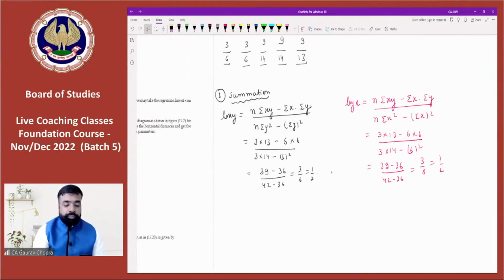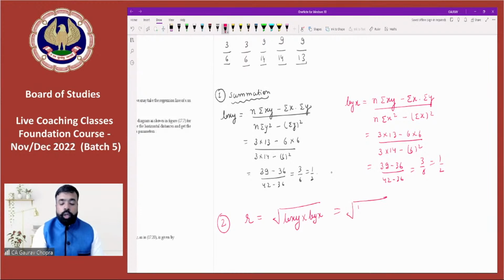Now the second one: we have to calculate the correlation coefficient, that is r. So how to calculate it? Under root of bxy into byx. So root of half multiplied by half. How much will come? Half, 1 by 2, or we can say 0.5. This is r, the correlation.